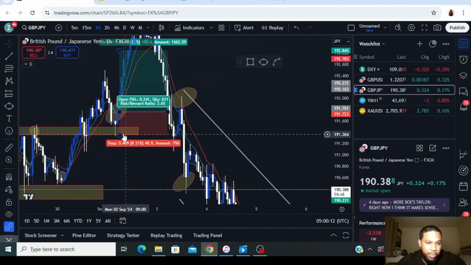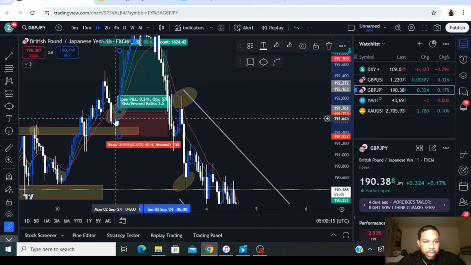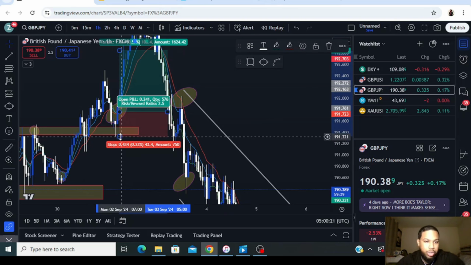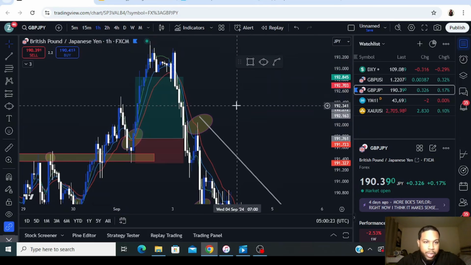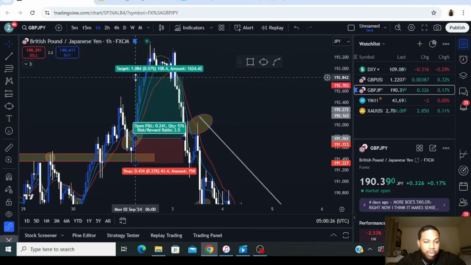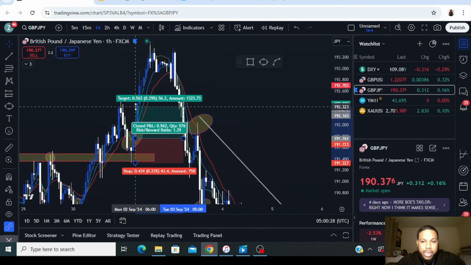You want to put your stop below the zone. Why? Because price already showed you that it doesn't want to come down here. So it shouldn't. If price comes down here, you automatically exit the trade because at that point the setup is invalidated. And then your take profit is always the next key level.